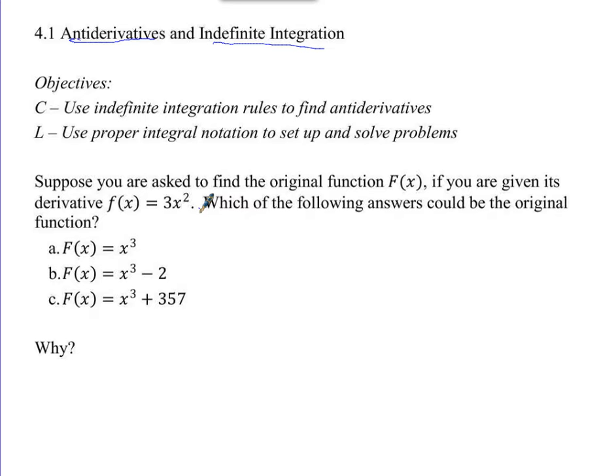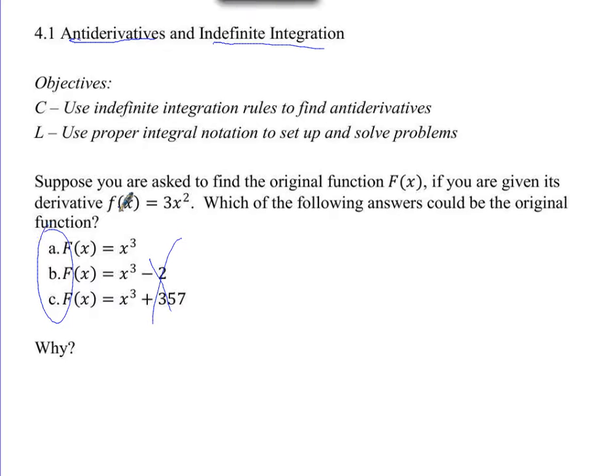Because if I take the derivative of x to the third, I get 3x squared. If I take the derivative of x to the third minus 2, I still get 3x squared, but that minus 2 disappears. And the same thing happens with this one here, that plus 357. Those constants go away. It's like I have this one sitting right here the whole time, and I took the derivative and got 3x squared. So the answer is actually all of them, because these constants disappear.